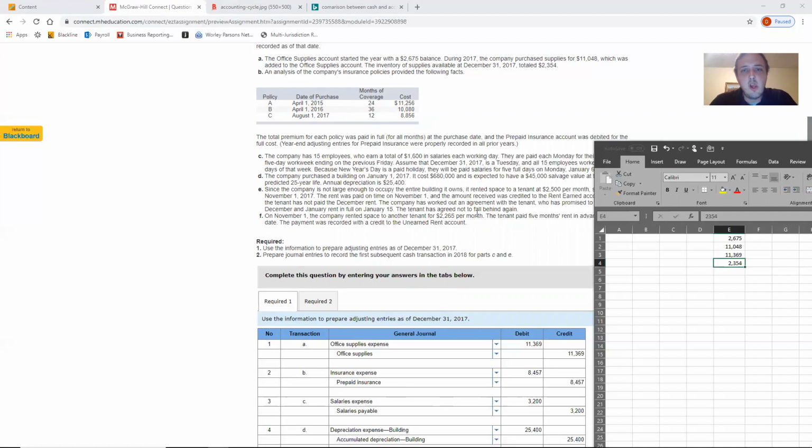All right, so we have 3 policies here. Try to keep these straight. One for 11256, 10080. Next, for 24, 36, and 12 months. So the first thing to do is just calculate what your per month cost is. And then let's see where we're at.